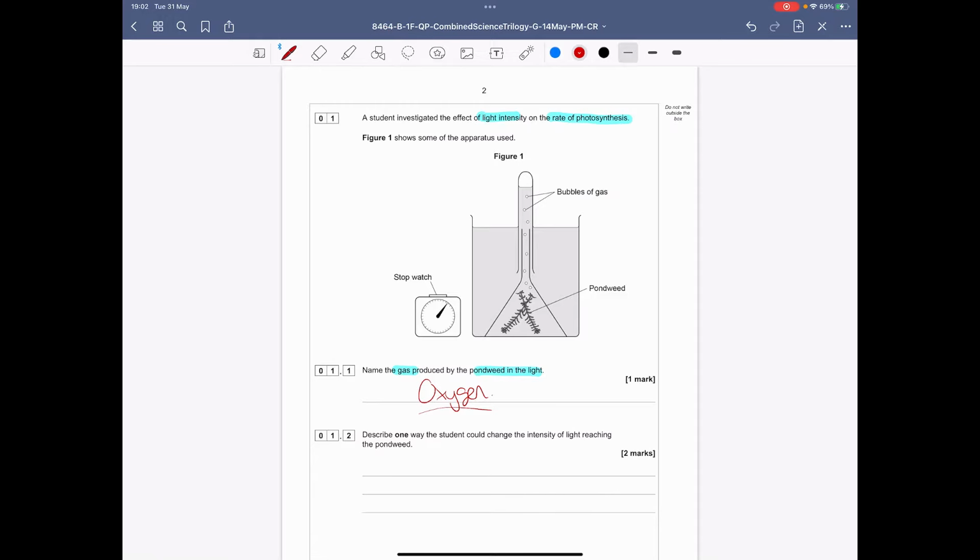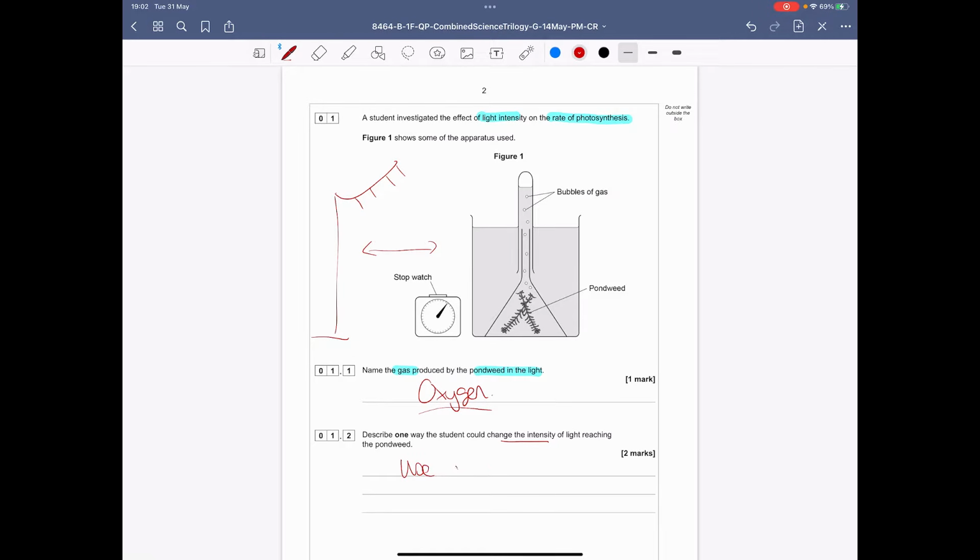Describe one way the student could change the light intensity of the light reaching the pondweed. Well, the other piece of equipment that you tend to have in this practical is a lamp that is shining the light. How can you adjust the lamp's light intensity? Well, you can change the distance of the lamp. You can either have it really close or you can move it further away, and that will adjust the light intensity. So 2 marks here.